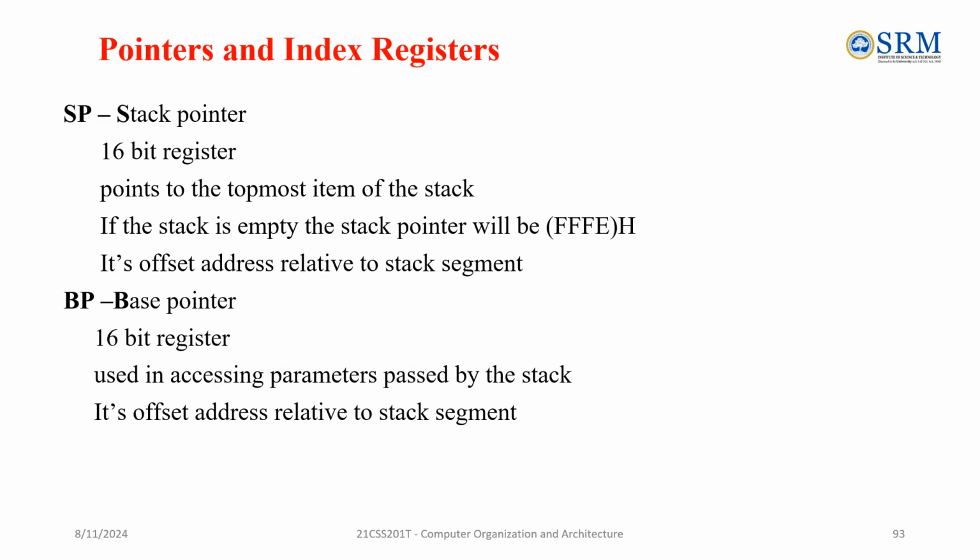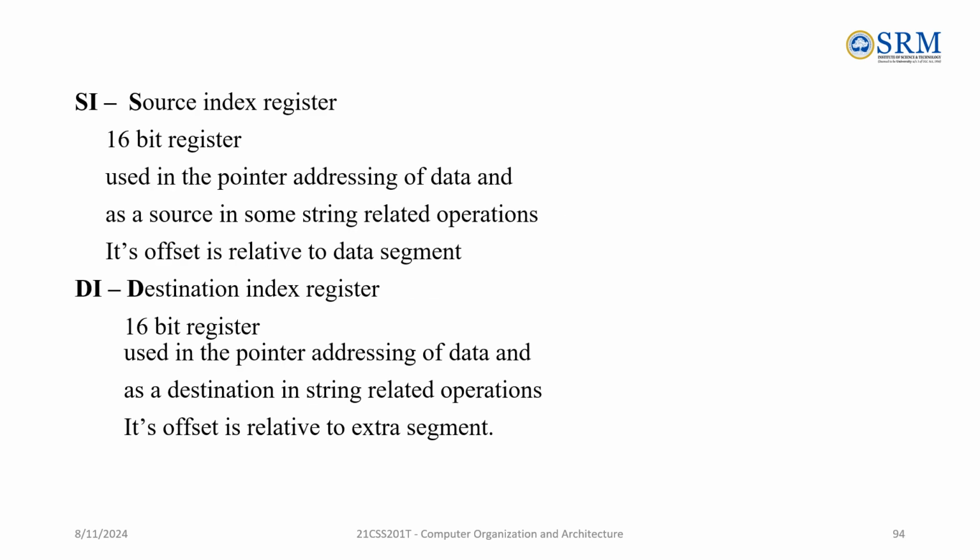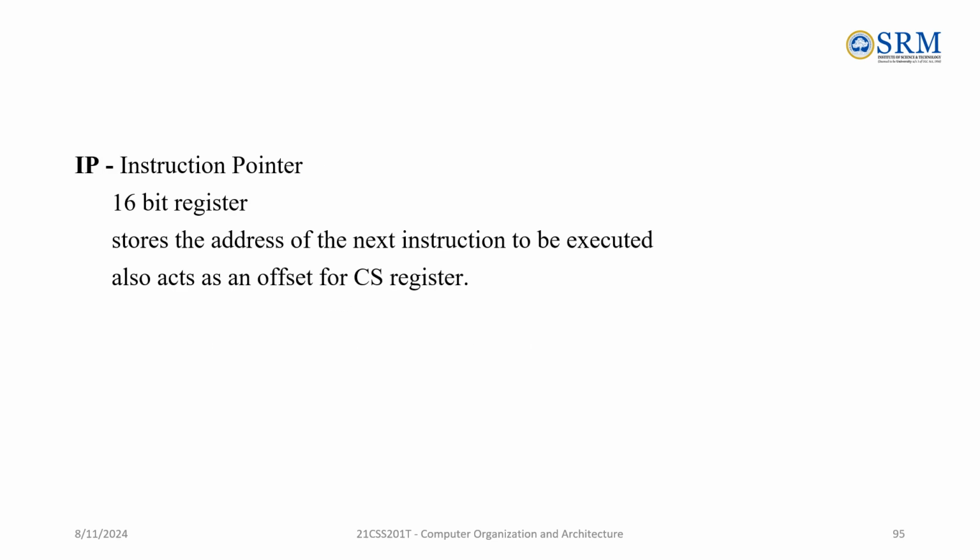Next is the stack pointer. It is a 16-bit address register, again used for stack operations. And BP is the base pointer, a 16-bit register used in accessing parameters passed by the stack. Next is SI, the source index register, a 16-bit register. Again, its offset is relative to the data segment. Next is DI, the destination index register, 16-bit, again used in pointer addressing of data and as a destination in string operations. IP is the instruction pointer, 16-bit, which stores the address of the next instruction to be executed.